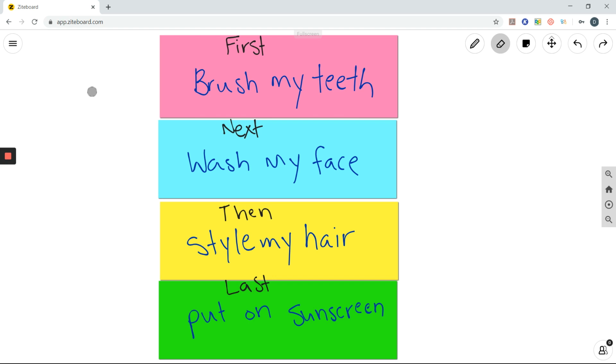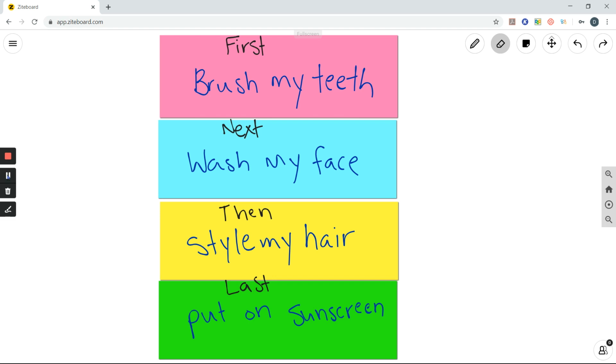I do these events in a certain order or sequence, and if I were to do them out of order, it might not make much sense. For example, if I put on sunscreen before I washed my face, then I would wash the sunscreen off. Similarly, if I washed my face before I brushed my teeth, I could get toothpaste on my face that I would need to wash off again.